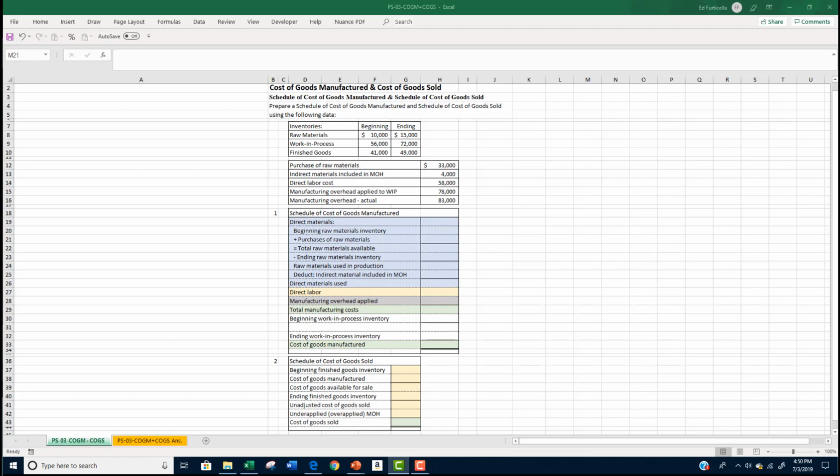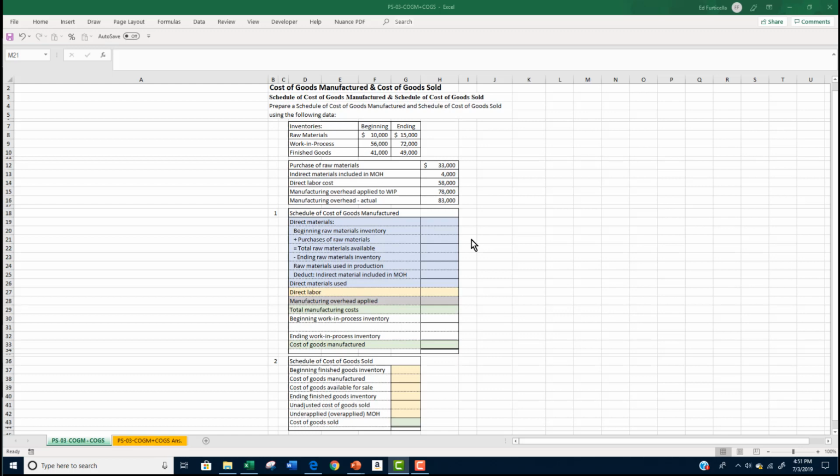Now let's look at the preparation of a schedule of cost of goods manufactured. On my spreadsheet, I have all the line items here for you to see. On a test, you'd be expected to know what these line items are and be able to prepare this whole statement without a template. In multiple choice type questions, you're just going to get asked for pieces of information. So let's look at this.